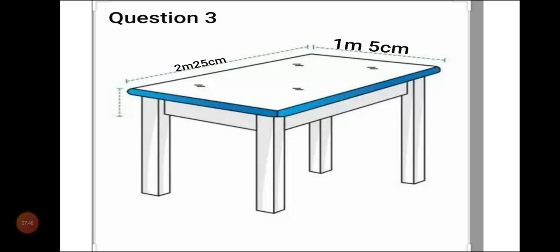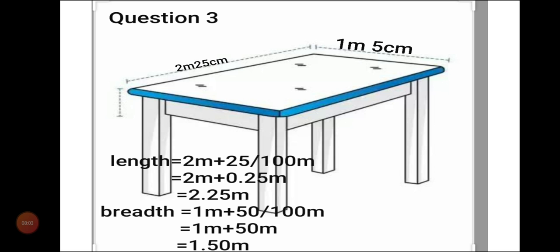Just let me show you the tabletop first. This is the tabletop you can see in the figure. It is rectangular in shape and its two dimensions are given to us. So because it is rectangular, that means opposite sides are equal. So here we will convert the length and breadth totally into meters.